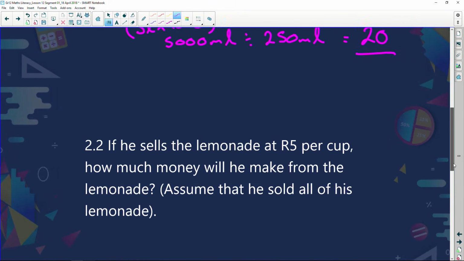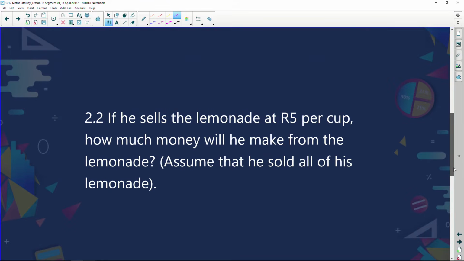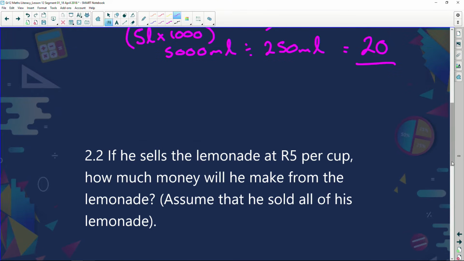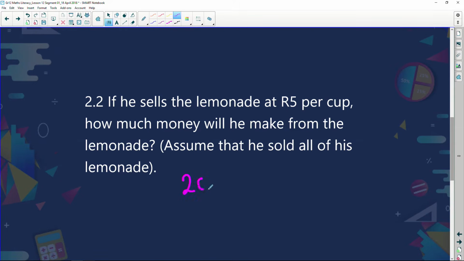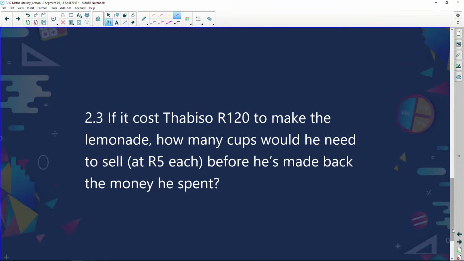So if he sells the lemonade at 5 Rand a cup, how much money will he make from the lemonade? So he's selling 20 cups, each cup for 5 Rand, 20 times 5, so he's making 100 Rand. But that's obviously not profit, because he needed to make the lemonade, so he needed to buy ingredients. Now this gets interesting. Because what this says, if it cost Tabiso 120 Rand to make the lemonade, how many cups would he need to sell at 5 Rand each before he's made his money back?